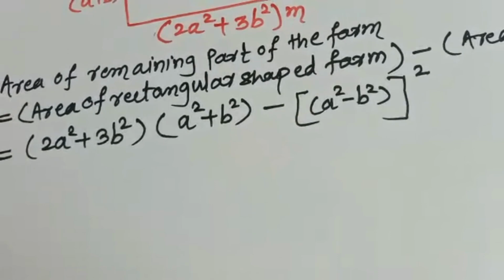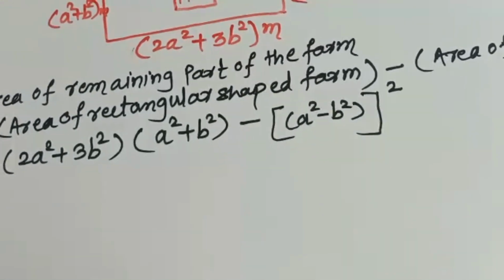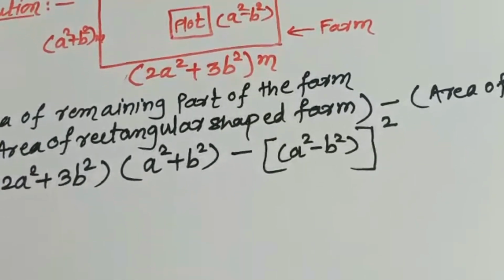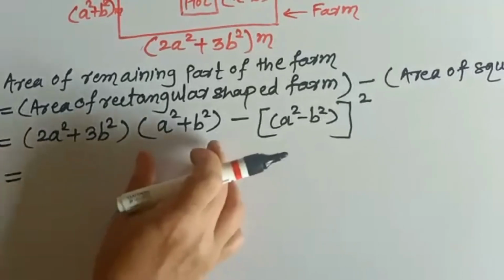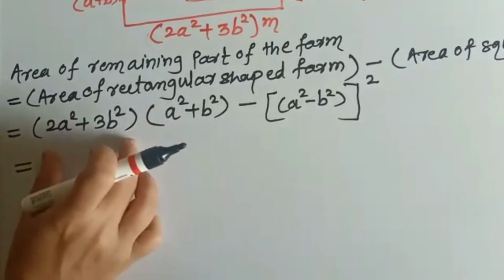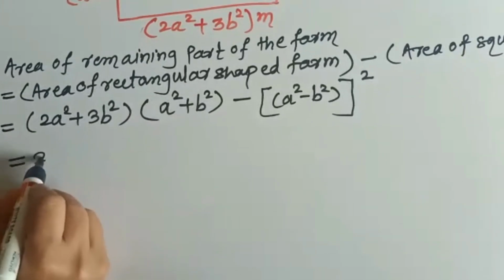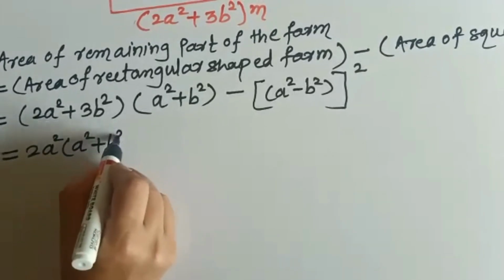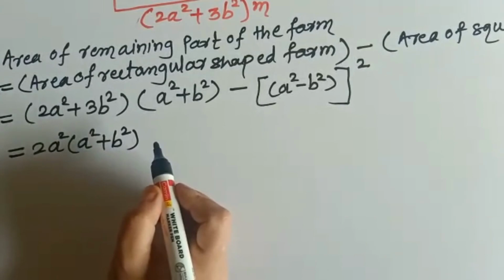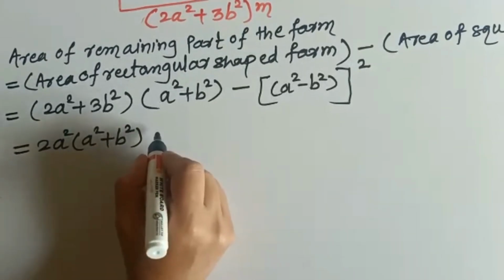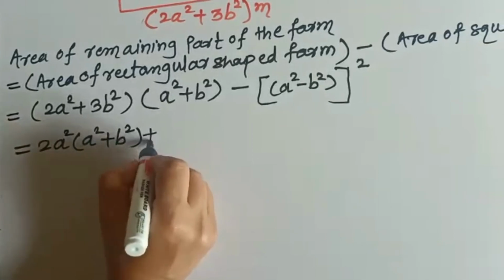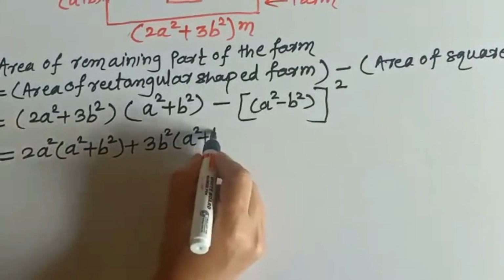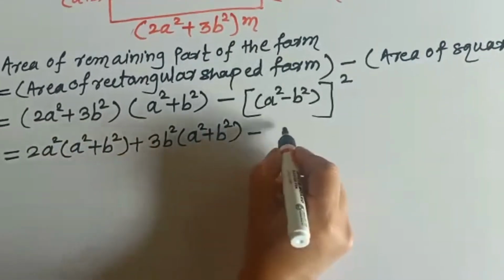First we will find the value of a, then the value of b, and from that value of a and b we will find the area of the remaining part of the farm. Now we will multiply a square plus b square by 2a square plus 3b square. So we are taking the first term, that is 2a square. It will multiply a square plus b square, meaning every term of the second polynomial is multiplied by every term of the first polynomial in the multiplication. Now we are multiplying the second term of the first polynomial, that is 3b square, by a square plus b square. Followed?